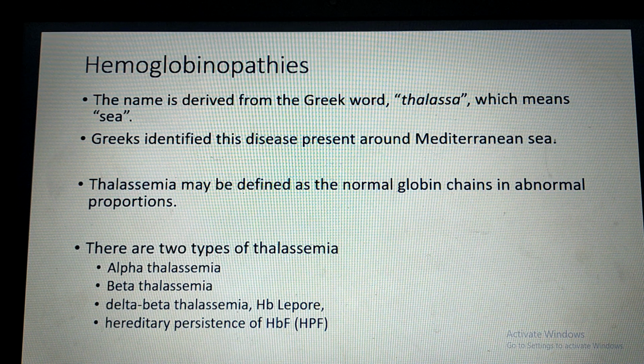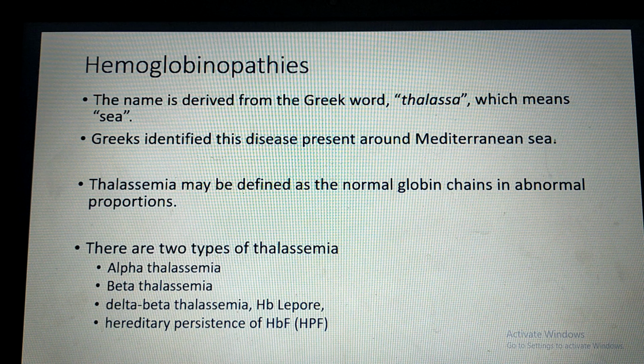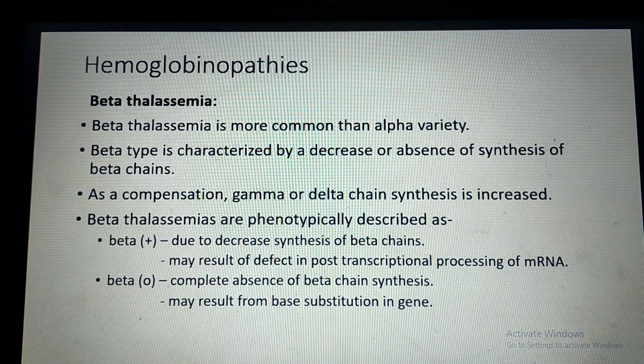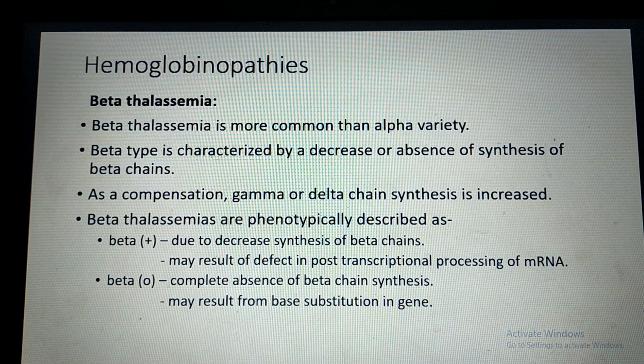Thalassemia may be defined as normal globin chains in abnormal proportions. All of us know that hemoglobin A is made up of alpha globin chains and beta globin chains. Normally the synthesis of alpha globin chain and beta globin chain is equal, therefore the ratio is equal to 1. But in thalassemia this proportion is disturbed. There are two main types of thalassemia, alpha thalassemia and beta thalassemia. One more thalassemia is also there, which is called delta beta thalassemia or hemoglobin Lepore. Beta thalassemia is more common than alpha thalassemia.